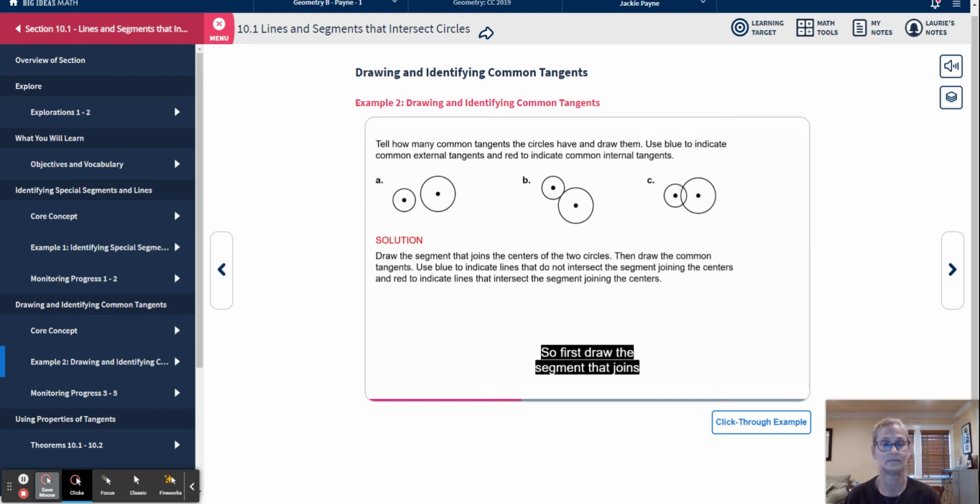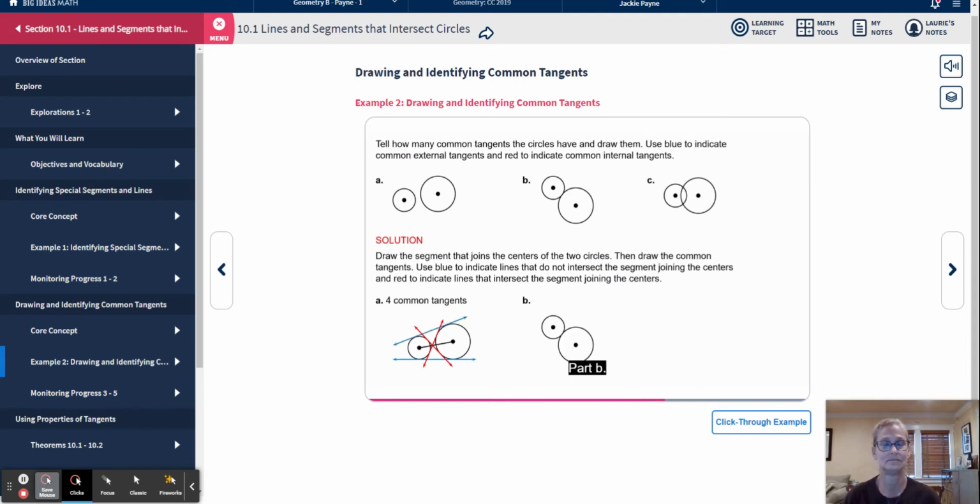So first draw the segment that joins the centers of the two circles, then draw the common tangents. Use blue to indicate lines that do not intersect the segment joining the centers, and red to indicate lines that intersect the segment joining the centers. Part A. Draw the segment that joins the centers of the two circles. There are two common internal tangents and two common external tangents, so there are 4 common tangents.